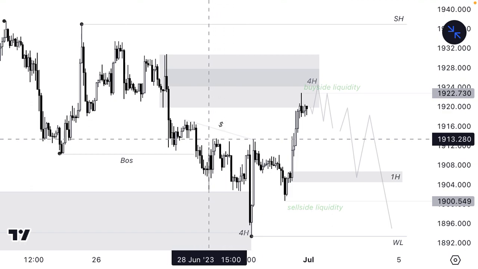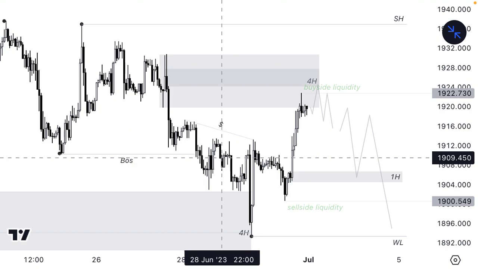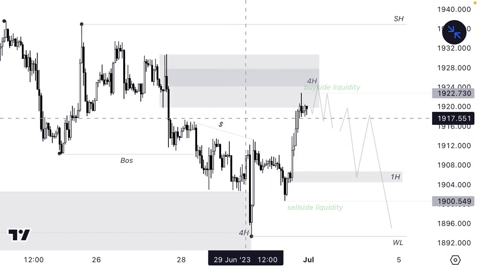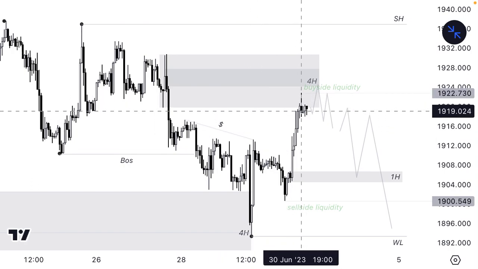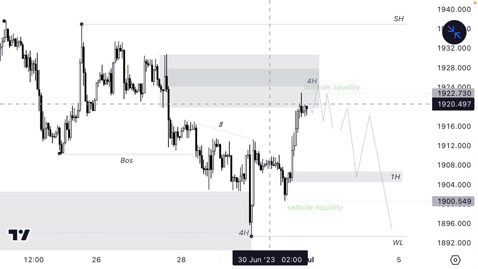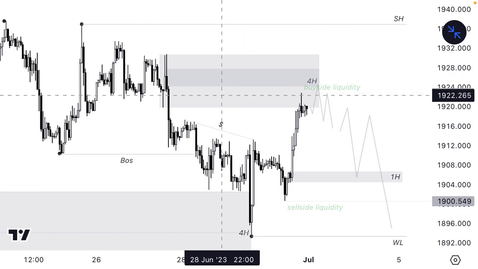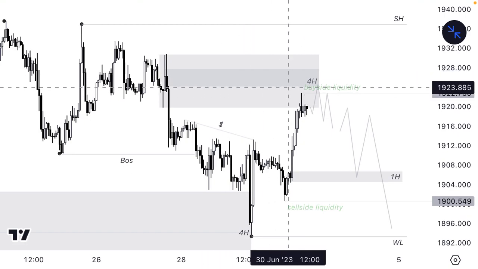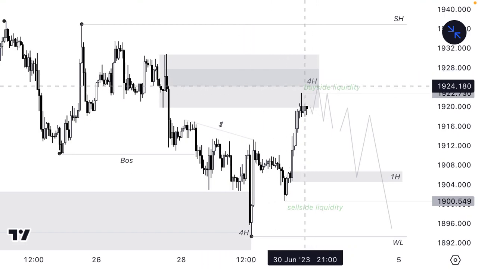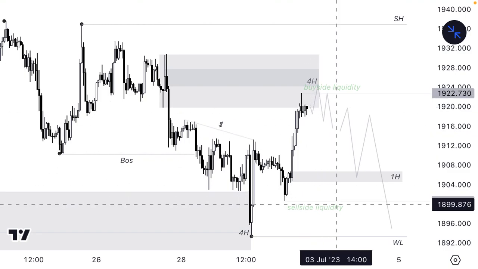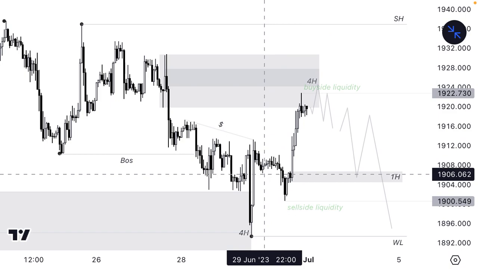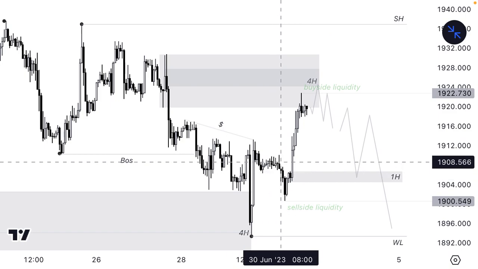This is an inducement. Price created this first and then mitigated that area. This makes price strong, or this makes this 4 hour zone strong to hold or to push price to the downside. So my plans for next week are as follows.